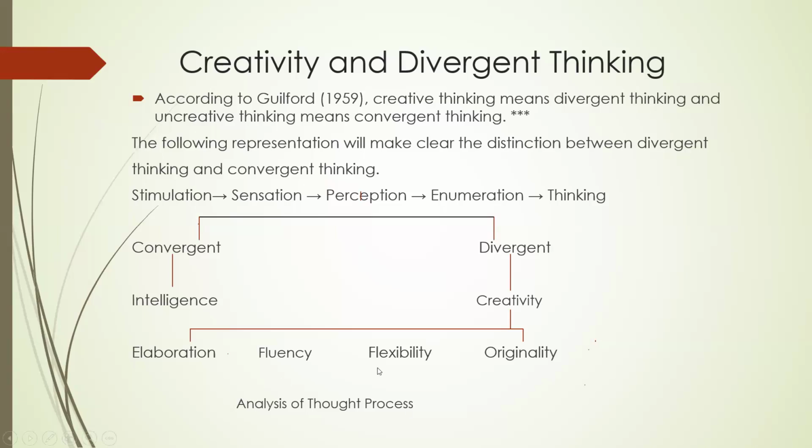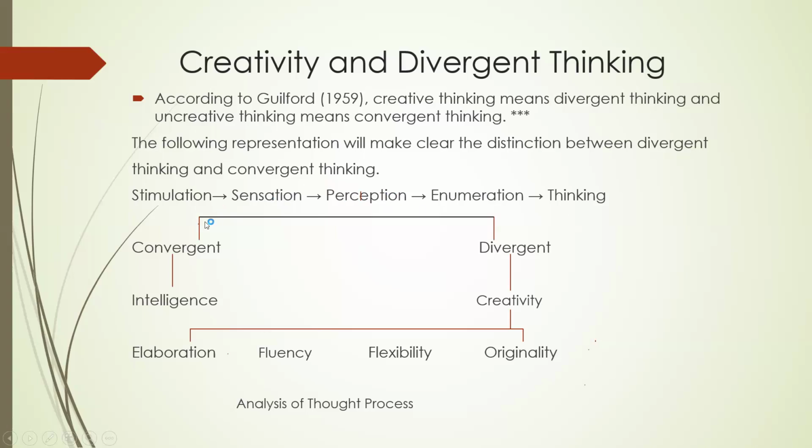This chart shows the difference between divergent thinking and convergent thinking, right? So stimulation, sensation, perception, enumeration, and thinking. That is the process of creativity, right? You find the stimulation, something that is problematic. Let's say now it's raining, and you have to go out. So you have to think about it. So stimulation and then the sensation, right? Now it's raining, so if you go out, you will get wet. And perception. Then comes enumeration and thinking.